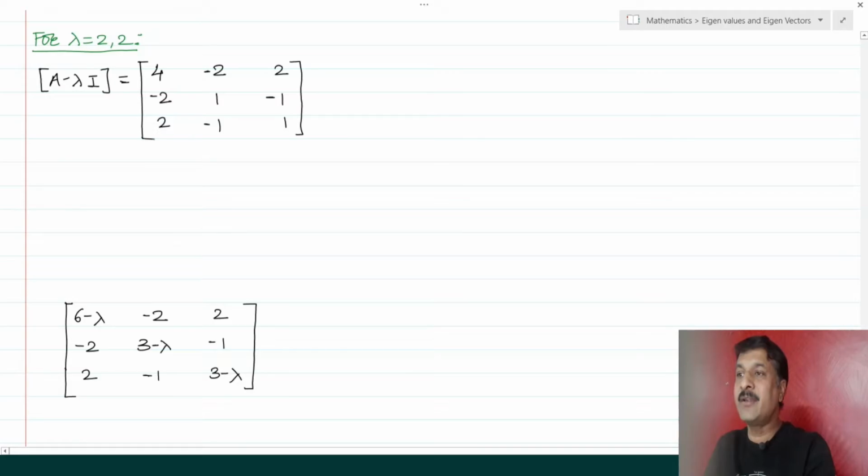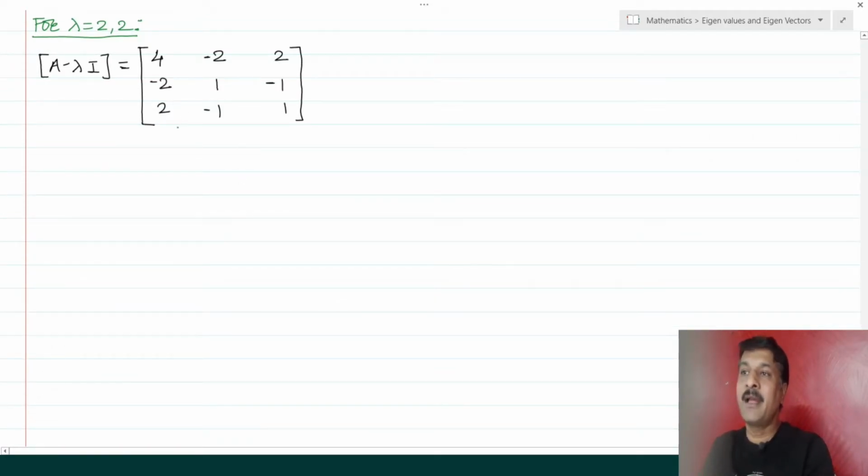First find the rank of this by echelon form. So what is that? Operate R1 divided by 2. So I am getting the equivalent matrix: 2, minus 1, 1; minus 2, 1, minus 1; 2, minus 1, 1.